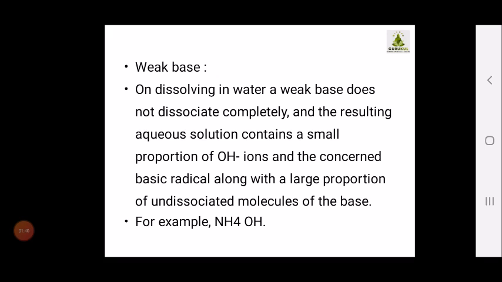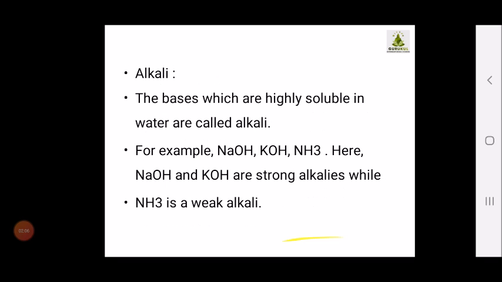And the weak base. A weak base is a base which does not dissociate completely, and the resulting aqueous solution contains a small proportion of OH minus ions, whereas a large proportion is undissociated molecules of the base. An example of a weak base is NH4OH, ammonium hydroxide. So you can say that ammonium hydroxide is a weak base.